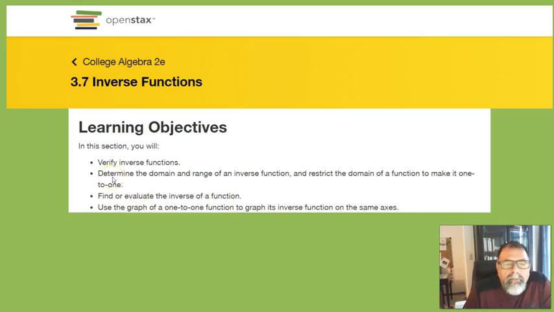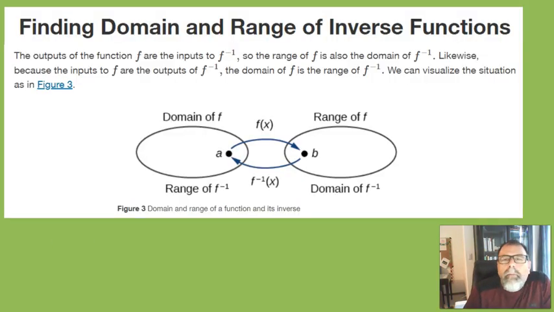Next learning objective: determine the domain and range of an inverse function and restrict the domain of a function to make it a one-to-one function. Finding the domain and range of inverse functions. The outputs of the function f are the inputs of f inverse, so the range of f is also the domain of f inverse. Likewise, because the inputs to f are the outputs of f inverse, the domain of f is the range of f inverse.